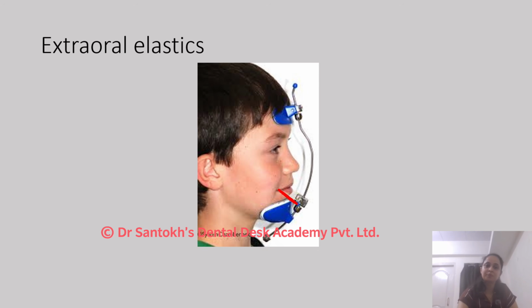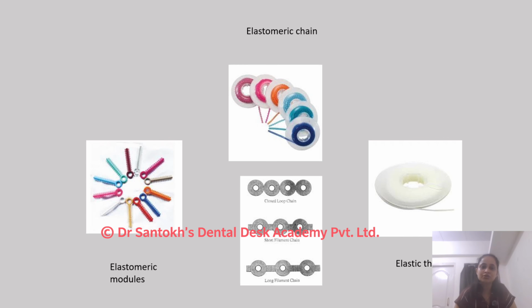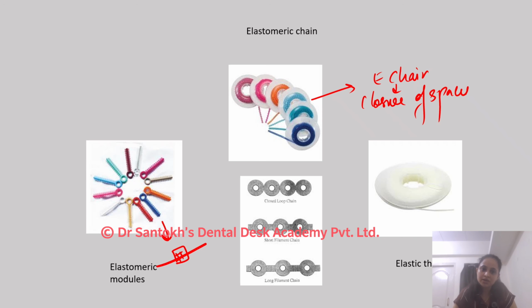Next, coming to your elastomeric chains. So these are your elastomeric chain, also known as E-chain. This can be used for closure of spaces. Another thing is the elastomeric modules, which is used to tie the arch wire around the bracket slot. These are the elastic thread. Just remember diagrams.